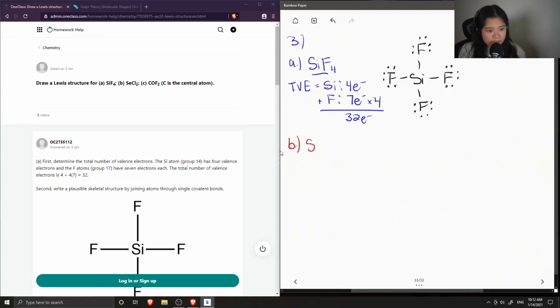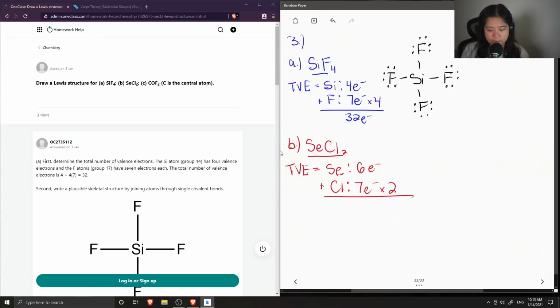So now let's go on to our next compound. If we were to calculate the total valence electrons, selenium, I believe, contains 6 valence electrons. And chlorine contains 7. And we multiply this by 2 since there are 2 chlorine atoms. So 14 plus 6, we have 20 valence electrons.